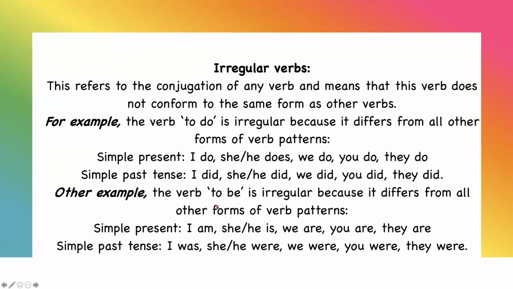Another example is the verb to be. It's irregular because it too differs from all other forms of verb patterns. The simple present: I am, she, he is, we are, you are, they are. Or the simple past tense: I was, she, he were, we were, you were, they were.